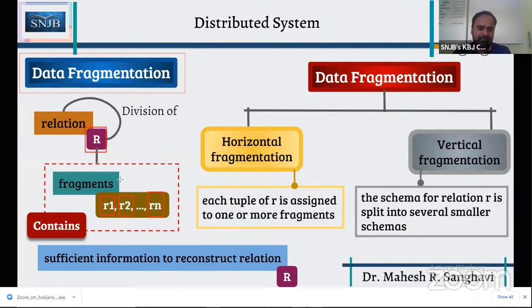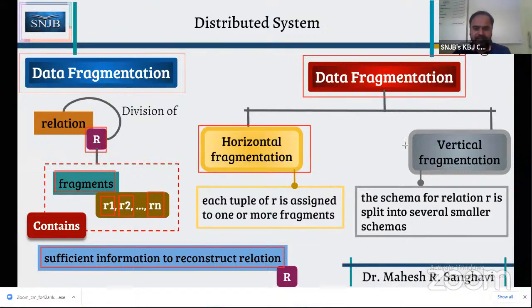This R will be divided into R1, R2, Rn. It contains sufficient information to reconstruct any relation. Whenever you want this particular relation, you can always reconstruct it. But how to fragment is again a challenge. When we have to divide any sort of database, how do we divide it? For data fragmentation, we have two types: one is horizontal fragmentation and another one is vertical fragmentation.